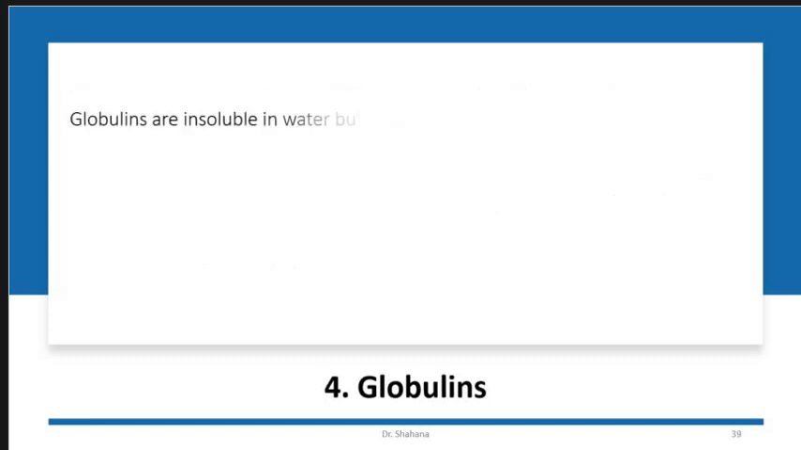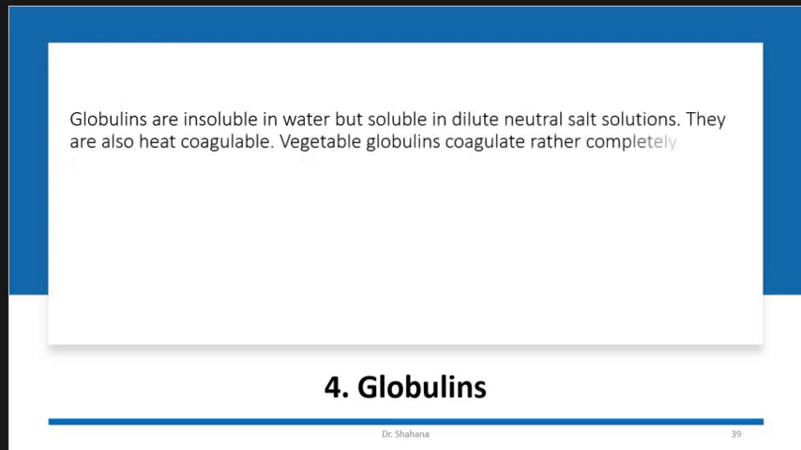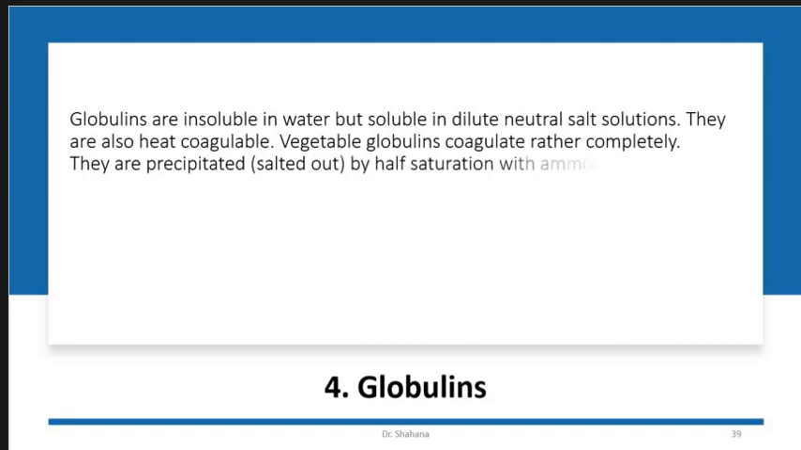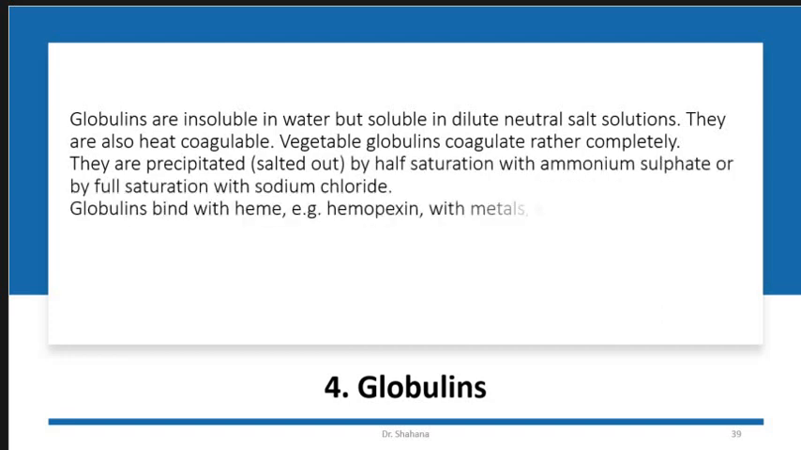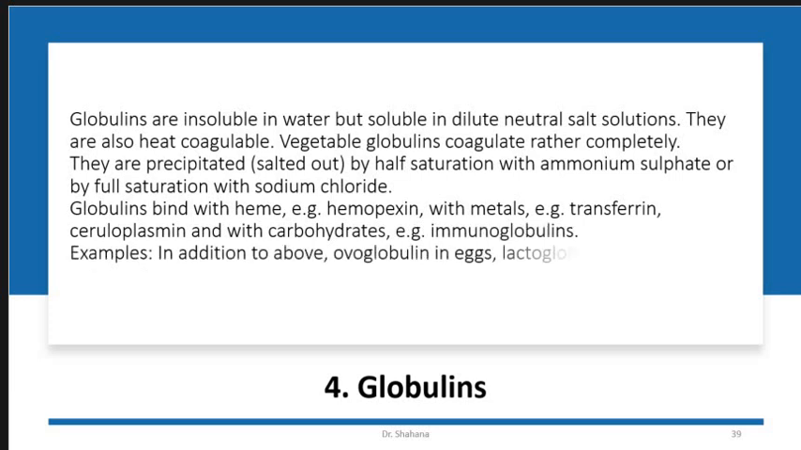Fourth type is the globulins. They are insoluble in water, but they are soluble in dilute neutral salt solutions. They are also heat coagulable. Vegetable globulins are also there that coagulate. They are also precipitated, sorted out, by half saturation with ammonium sulfate or by full saturation with sodium chloride. Globulins mainly bind with heme, forming hemopexin, and with metals. जब ये heme से bind करेगा तो hemopexin बनाएगा, और if it binds with metals, it will form transferrin.